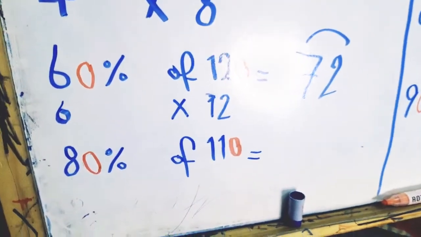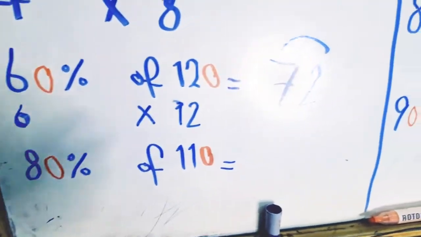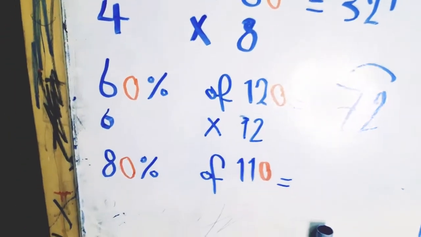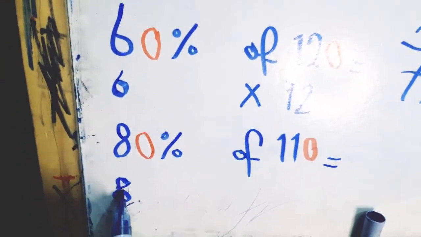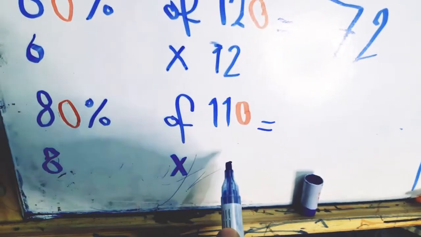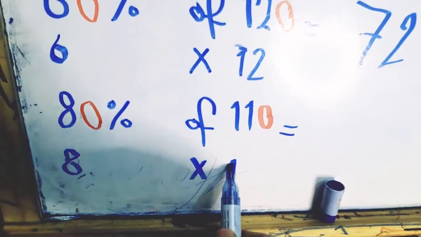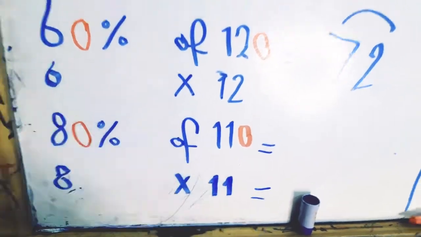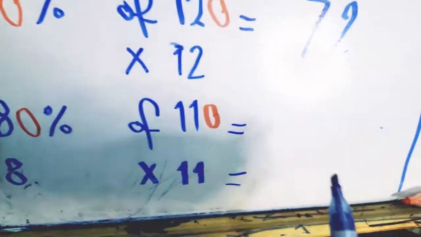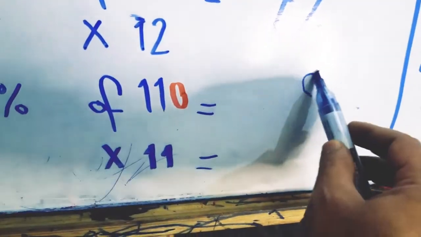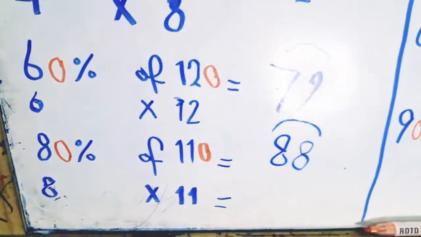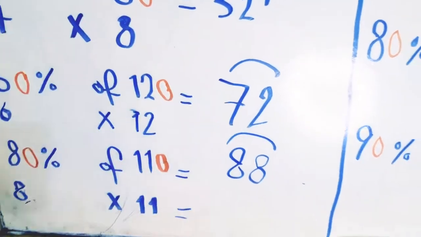80% of 110. 80 ends with 0, 110 ends with 0. We ignore the 0 in this case. So we write 8, of turns into multiplication, and 110, we ignore the 0 and write 11. So we have 8 times 11. Of course, it is 88. So 80% of 110 equals 88.